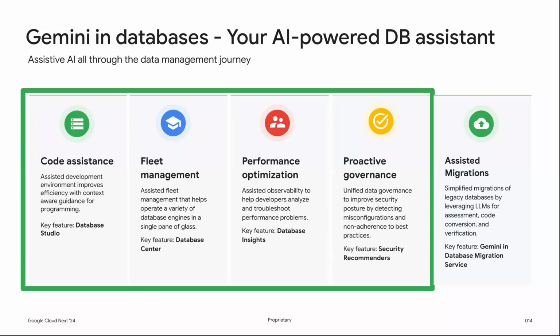And then the fourth pillar that I'll really focus on today is about proactive governance. And this is about making sure that you have the right settings in place to abide by the specific regulations that you need to for your organization. So it's a set of recommendations focused on data governance and helping you improve your security posture. Let's take a look at what all of this means.